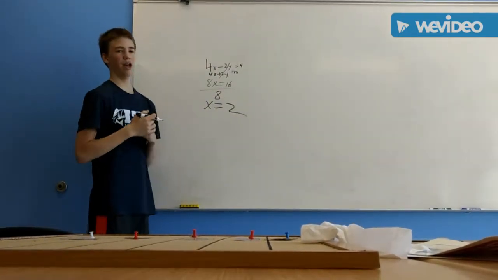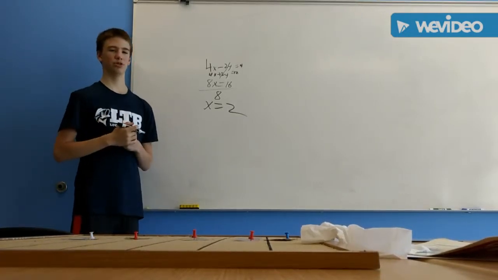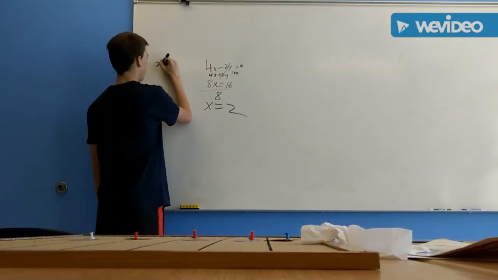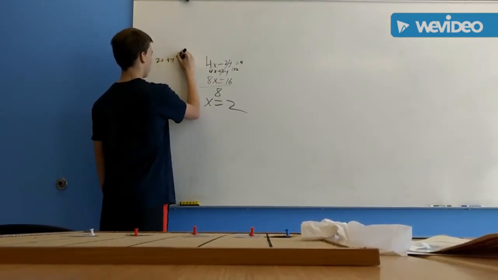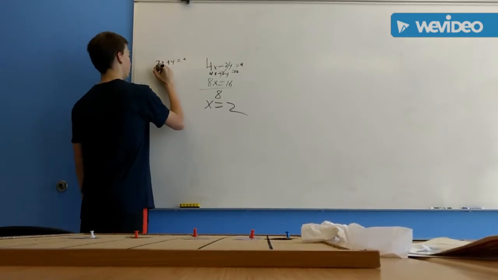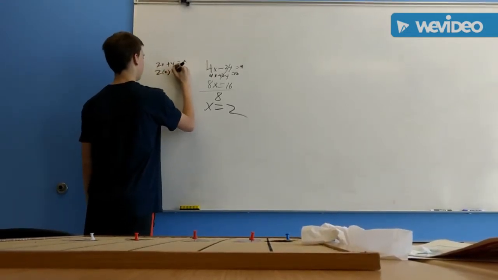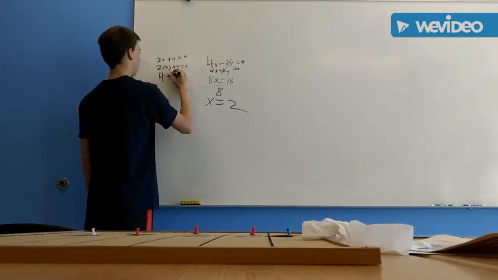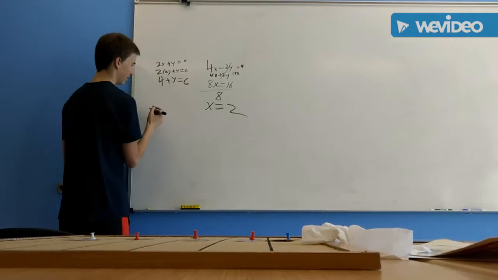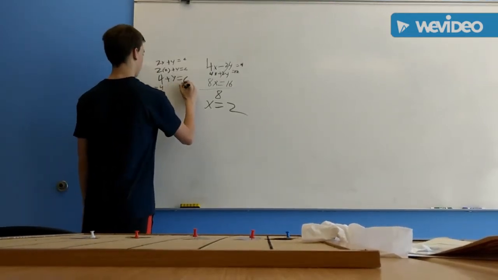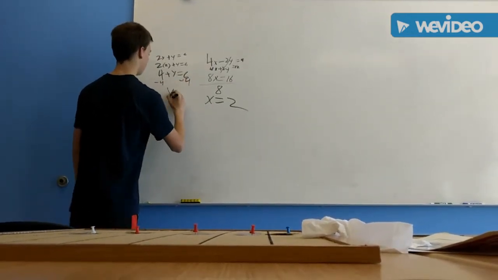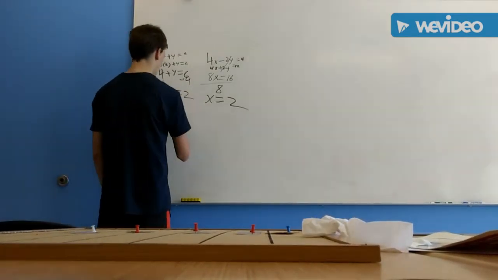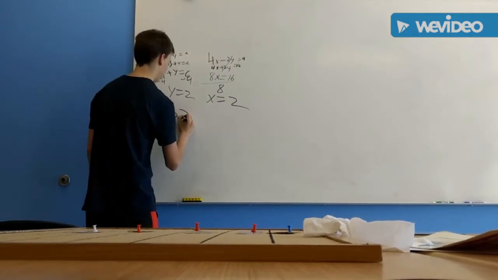Now that we know the x value, let's plug x equals 2 into the bottom equation to find y. So our bottom equation was 2x plus y equals 6. So we'll do 2 times 2 plus y equals 6, which equals 4 plus y equals 6. Now we subtract 4 from both sides, so we end up with y equals 2. So now we end with our coordinate (2, 2).